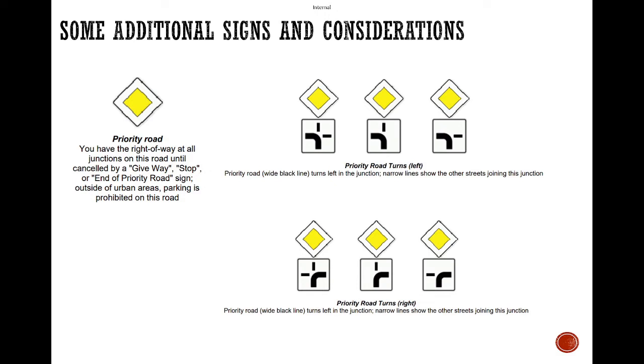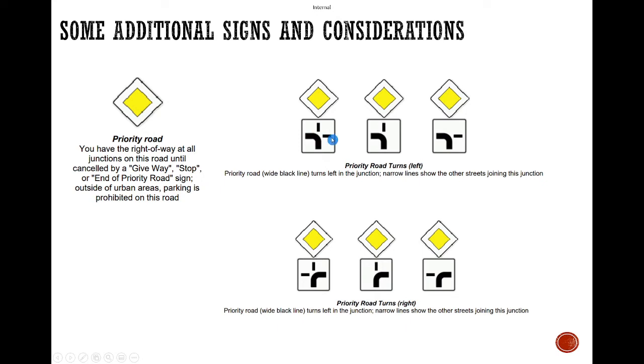I hope you remember seeing this while we covered traffic signs and devices. This tells you that you're on a priority road, right? But one important point to note is that a priority road can also turn left or right. If you see a priority sign with these additional supplementary signs, it means that the priority road is now turning to the left in this case, or turning to the right in this case.